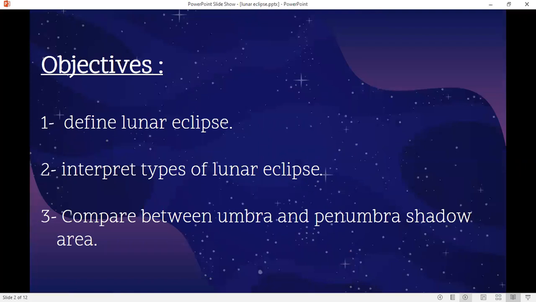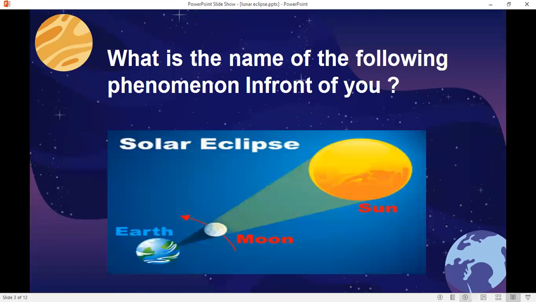Here are the objectives. Number one, define lunar eclipse and interpret types of lunar eclipse and compare between the umbra and penumbra shadow area.